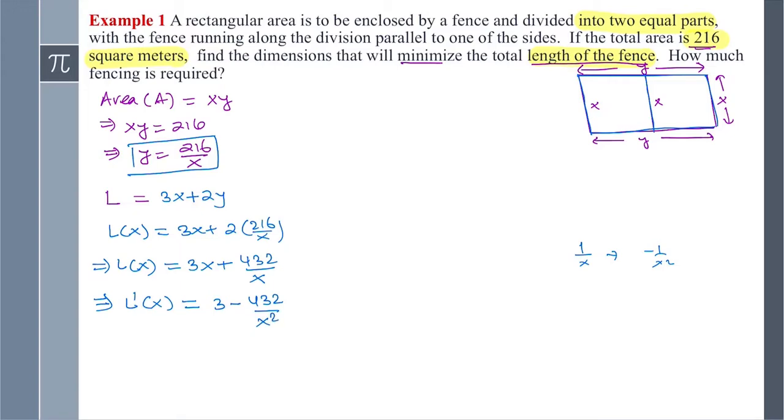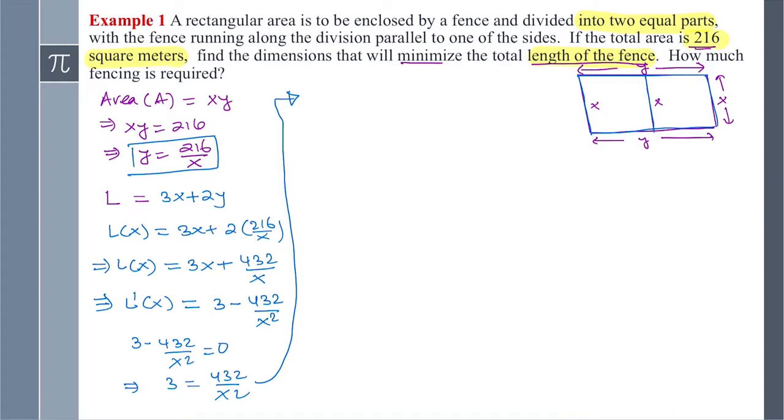Now in order to find the critical number, we are going to set the first derivative equal to 0, or 3 minus 432 over x squared equals 0. Now that becomes 3 equals 432 over x squared. So let's take this over here. Now if we do the cross multiplication, we get 3x squared equals 432, so x squared equals 144. And when you take the square root, we get x equals 12. We are not going to take a negative number here because we are talking about length, and length cannot be negative. So we got x equals 12.